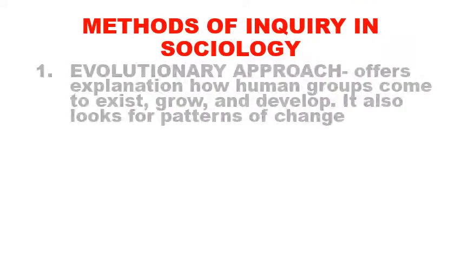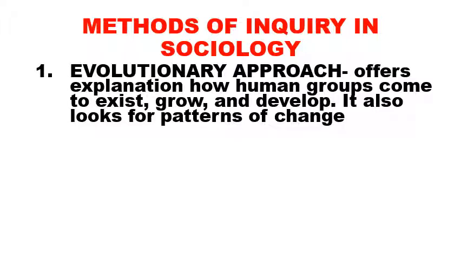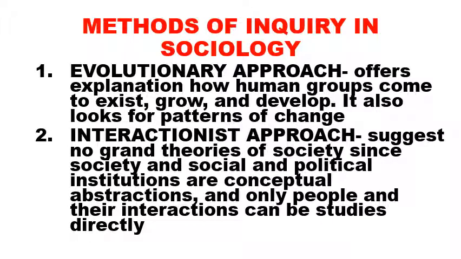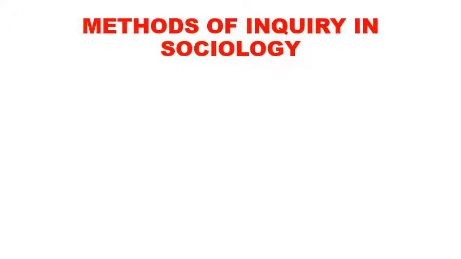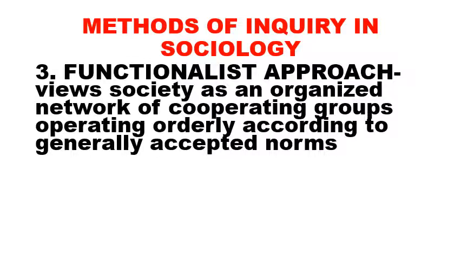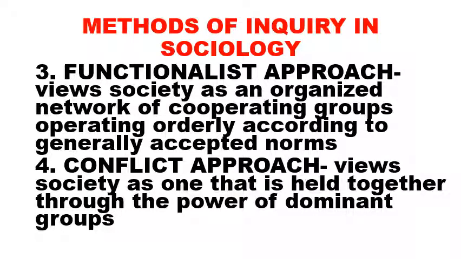Methods of inquiry in sociology. Evolutionary approach offers an explanation of how human groups come to exist, grow, and develop. It also looks for patterns of change. Interactionist approach suggests no grand theories of society, since society and social and political institutions are conceptual abstractions, and only people and their interactions can be studied directly. Functionalist approach views society as an organized network of cooperating groups operating in an orderly manner according to generally accepted norms. Conflict approach views society as one that is held together through the power of dominant groups.